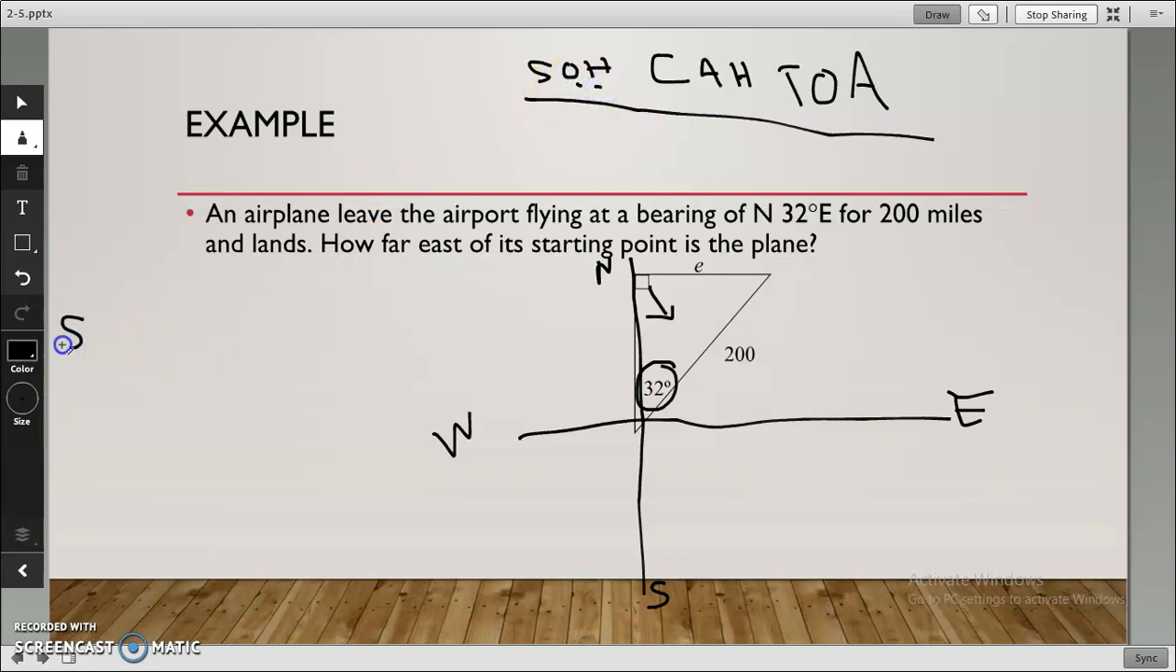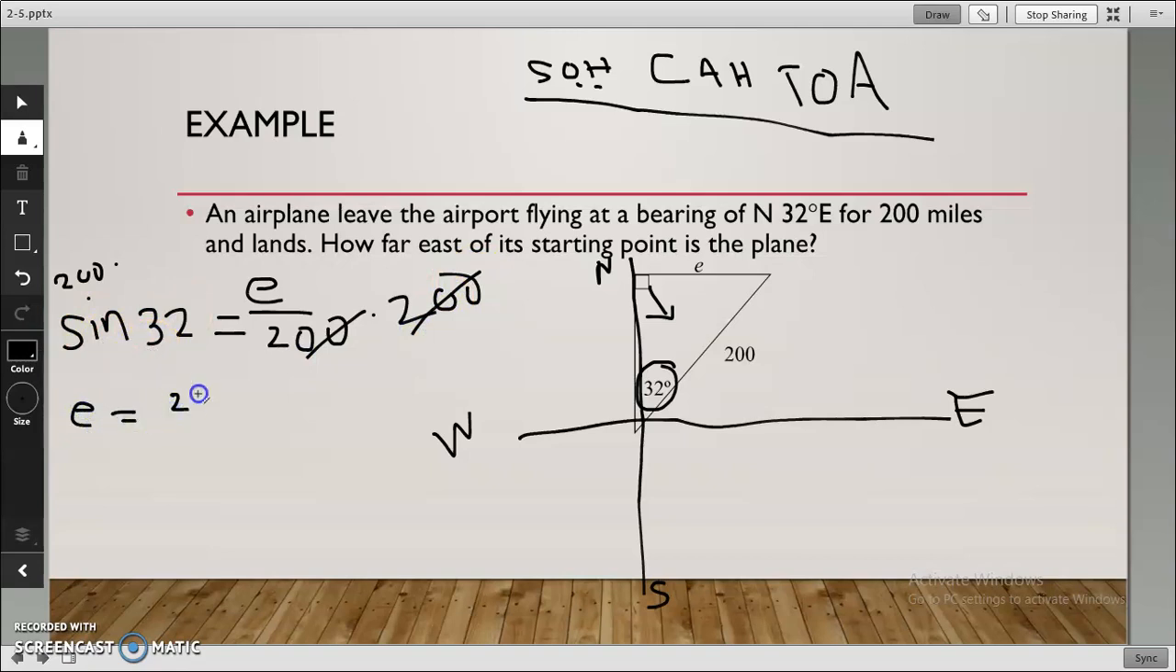So I'm going to plug in what I have. So I have sine of 32 is equal to my opposite, which is E, over my hypotenuse, which is 200. And 200 is for miles. So I'm going to solve for E. I'm going to multiply both sides by 200. I don't have space over here, so my 200s will cross out, 200 times sine 32. So E is equal to 200 times sine 32.